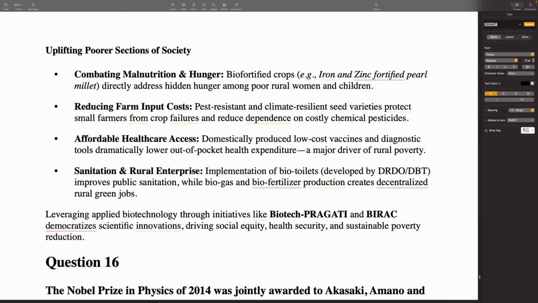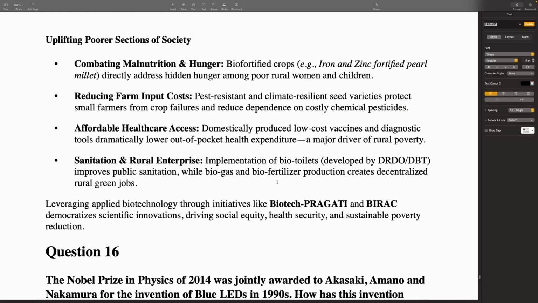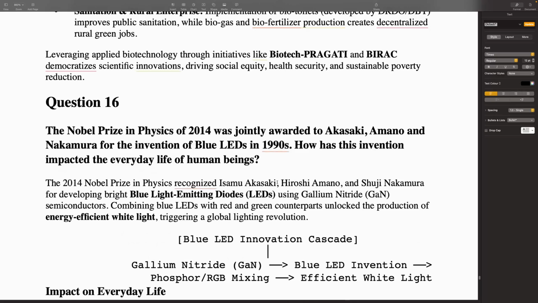Sanitation and rural enterprise: implementation of bio-toilets developed by DRDO and DBT improves public sanitation, while biogas and biofertilizer production creates decentralized rural green jobs. Leveraging applied biotechnology through initiatives like Biotech-PRAGATI and BIRAC democratizes scientific innovations, driving social equity, health security, and sustainable poverty reduction.